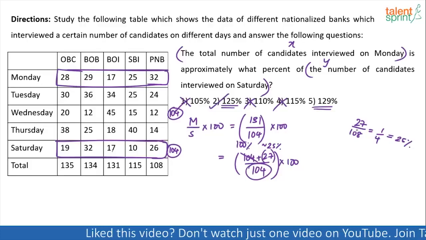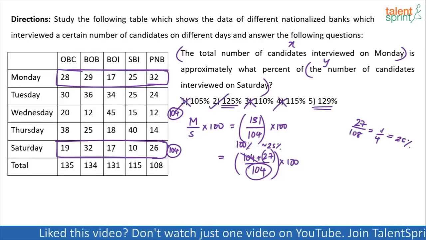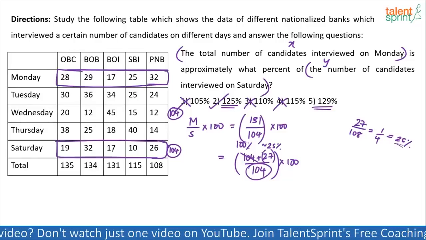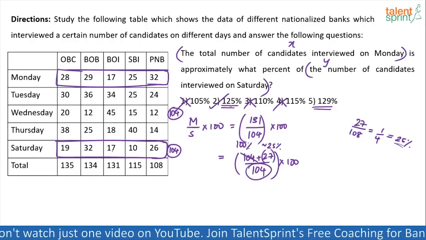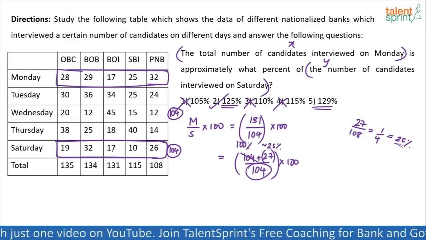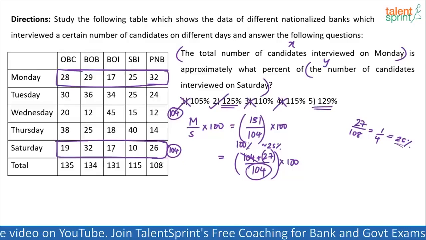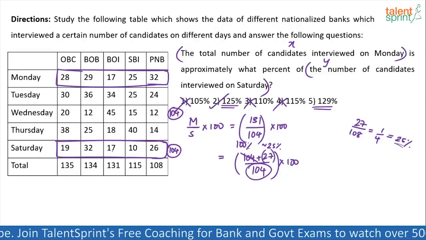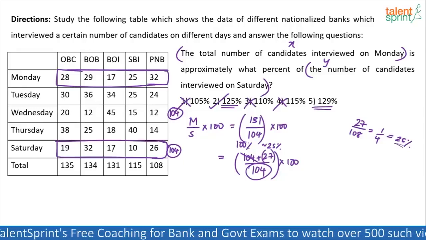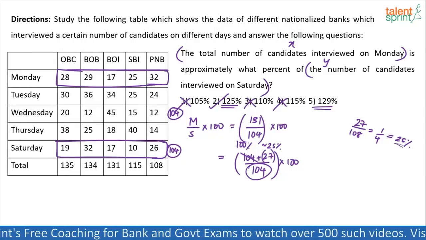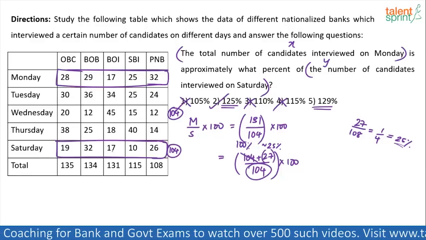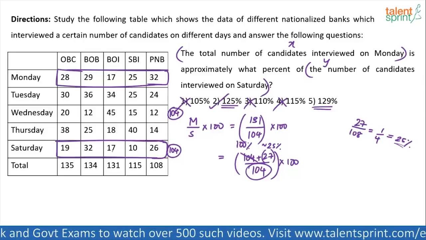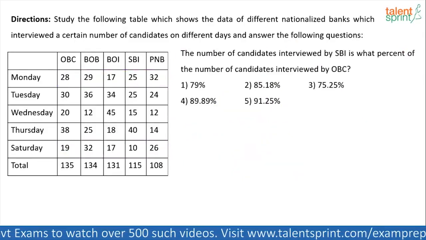You're getting it? 27 by 108 is 1 by 4, 25%. Actual denominator is less. When the actual denominator is less, actual value will be more, but slightly more than 125. It will not be so much more that it becomes 129%. It will be close to 125, 126%. Again, this is all about your numerical skills. If you're not too sure about this calculation, then do it in a step-by-step manner and get to the exact number. All right, answer is option 2, 125%. Let's move to the next question.